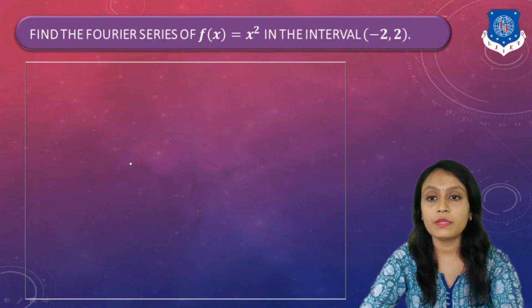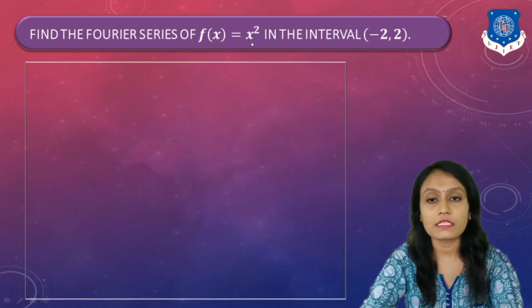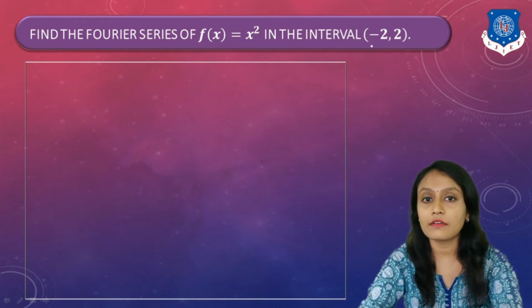So now let's begin with the example. The first example here we have is find the Fourier series of function f(x) is equal to x square in the interval minus 2 to 2. Right? So here the interval is in the form of minus L to L. Right? And the function f(x) is given x square.